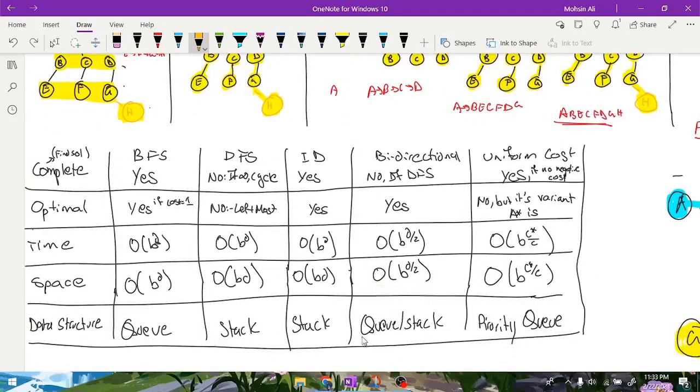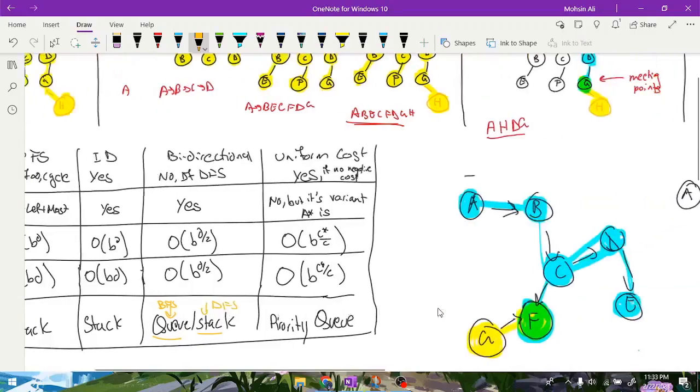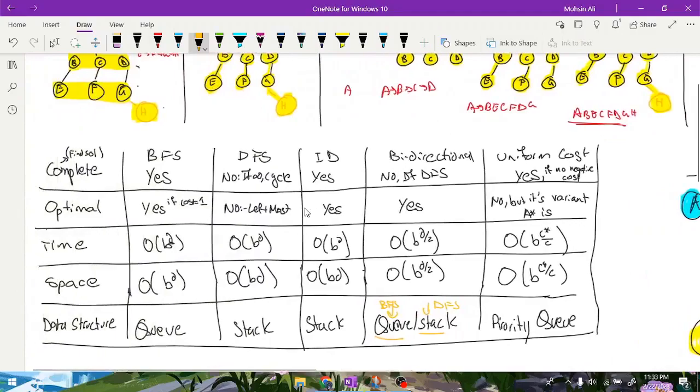You can either apply Q or stack. If you're applying Q, then it states that this is the BFS. If you're applying stack, then it states that it is DFS. Okay, uniform cost search. Is it complete? Yes, it is complete if there's no negative cost.